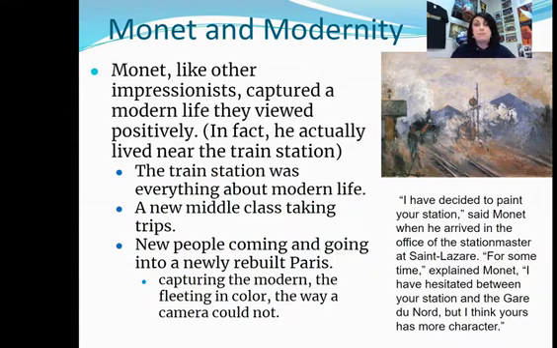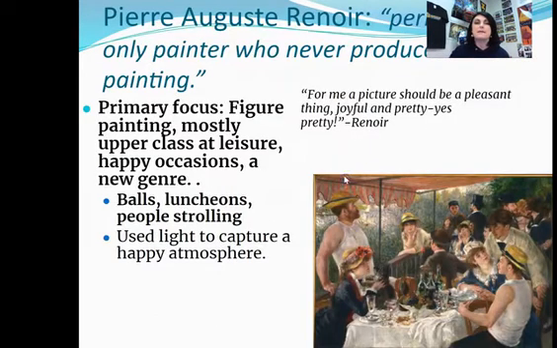And Paris was booming. There was all this building and people coming and going and renovations, and finally this breath after, progress after the French Revolution. So I just like this, that Monet said to the owner, I've decided to paint your station. For some time, I have hesitated between your station and the Gare Nouard, but I think yours has more character. So he just liked it. He's not like, oh, it symbolizes something more. He's like, no, I just like it. I want to paint it.